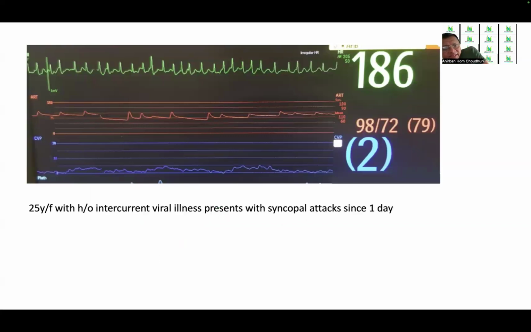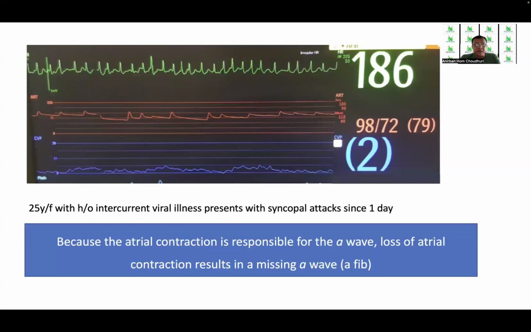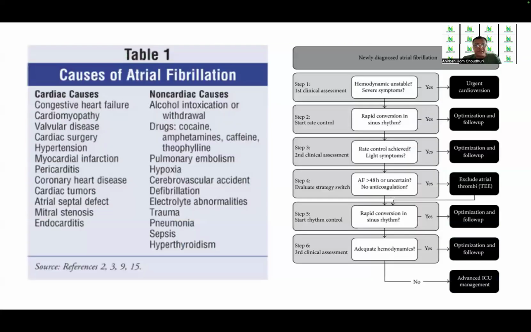Now look into this case. A 25-year-old female with a history of intercurrent viral illness presents with syncopal attacks since a day. And here, the atrial contraction is responsible for the A wave, and you can find that there is no A wave in the CVP tracing, and as you can see from the arterial tracing, this is AFib, atrial fibrillation.